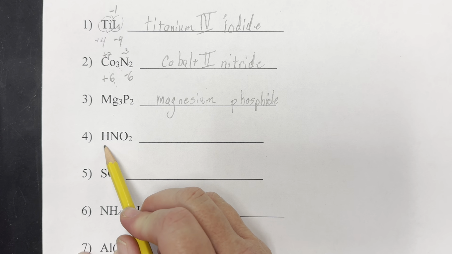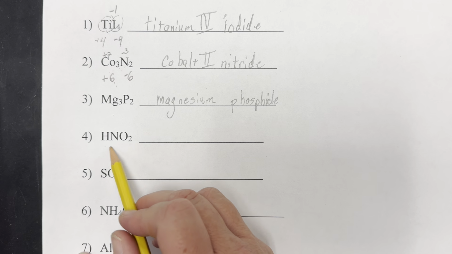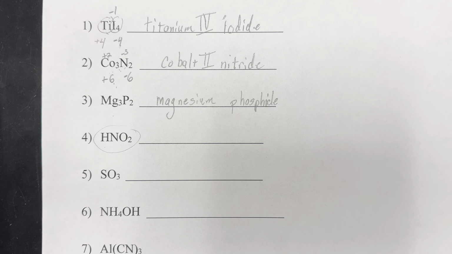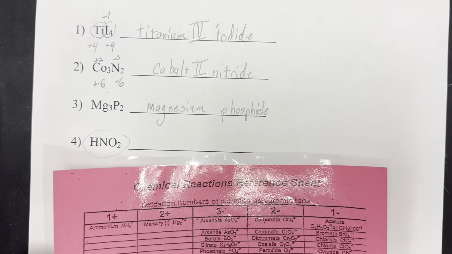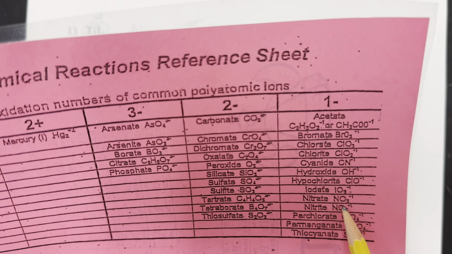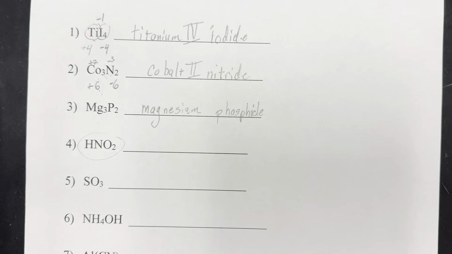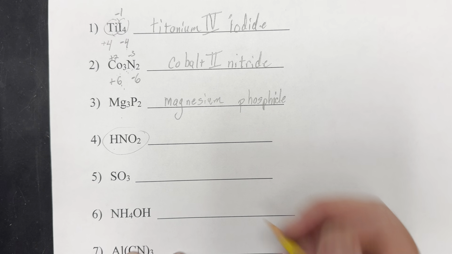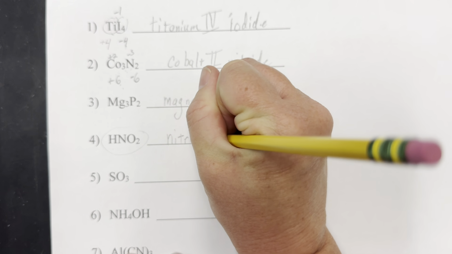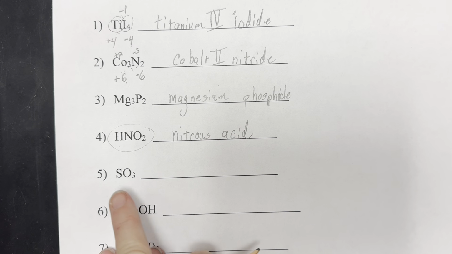All right, let's look at number 4. Number 4, I look at it, first element is hydrogen. That means it's an acid. All right, this is an acid with 3 elements. It means it's ternary. This is going to be based on a polyatomic ion. I'm going to look for the polyatomic ion NO2. NO2 right here is nitrite. Nitrite. That ends in ITE. So it goes to OUS, and this becomes nitrous acid. Please make sure you always have the word acid there.